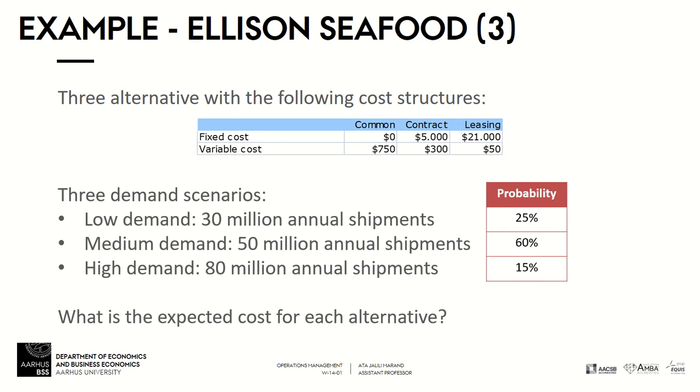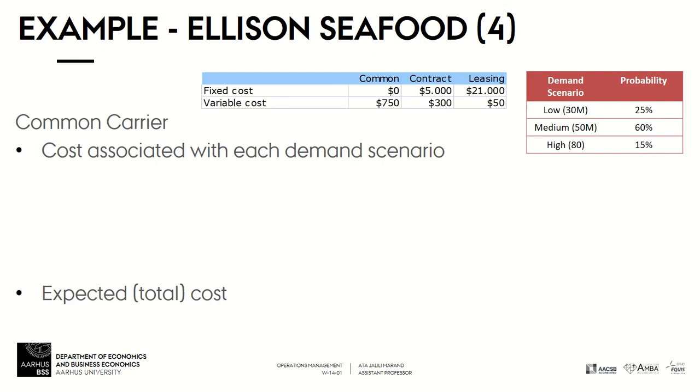What we want to do is to answer this question: what is the expected cost for each alternative? Here we will show the costs calculated for the first alternative, and then you can do the same to calculate the cost for other alternatives. You can also see some comments in the slides in which I have explained the calculations.